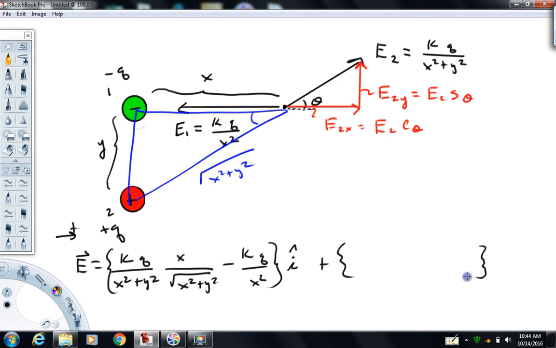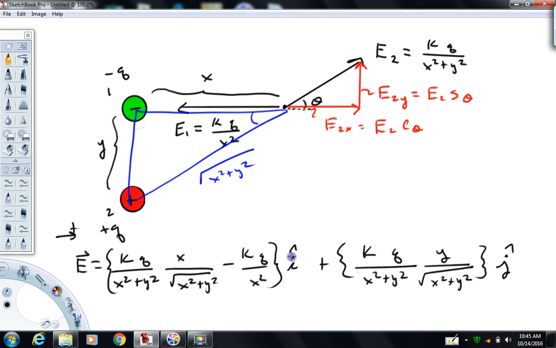All right, now the next term is going to be for the y component of the net electric field vector. Now, this guy doesn't even have a y component, so it's no problem. So really, all we're going to have is this, which is E2 sine theta. And here's how E2 is calculated. So that's going to equal kq over x squared plus y squared. Again, that's the magnitude of E2. And then times sine theta. And again, here's theta, which is the same as this. And sine theta is equal to opposite over hypotenuse. So I'm just going to multiply that by y over square root of x squared plus y squared. And that's in the j direction.